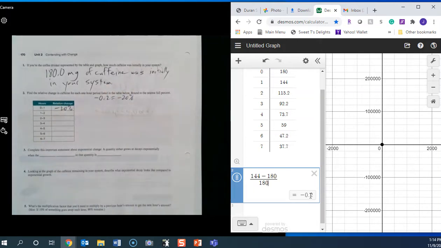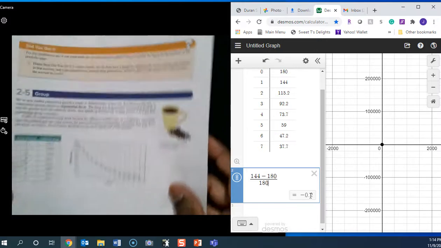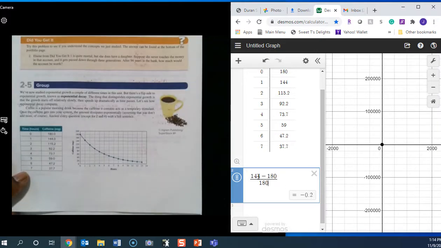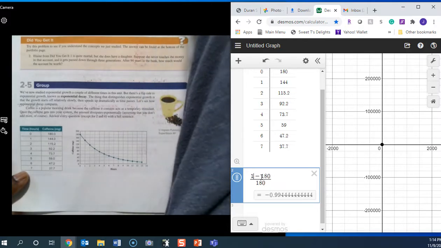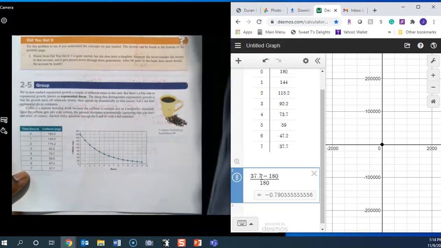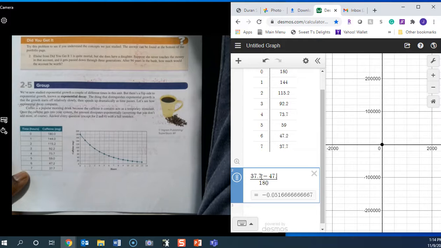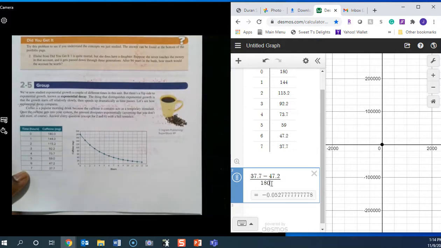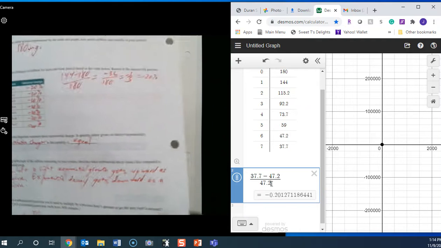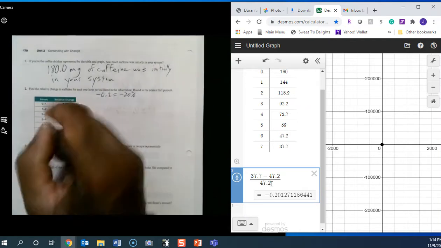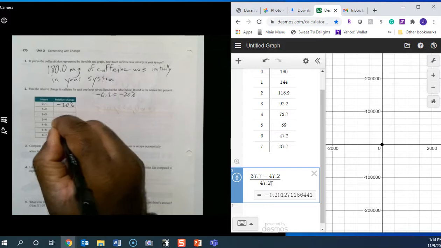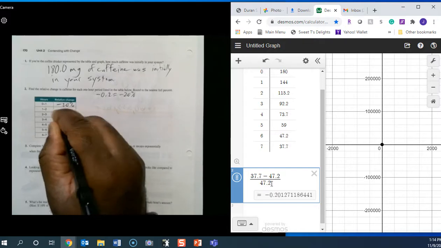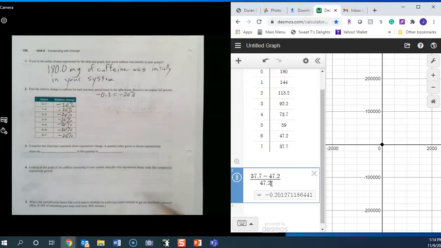So what I'm going to do, I'm going to do the last one because I don't want to do each individual value. We could just go right to the last one. And we will have basically 37.7 minus 47.2 divided by 47.2. And it gives us basically the same thing. So it still will be a negative 20%. So we're going to assume that all of these will be a negative 20%. So that will be the relative change.